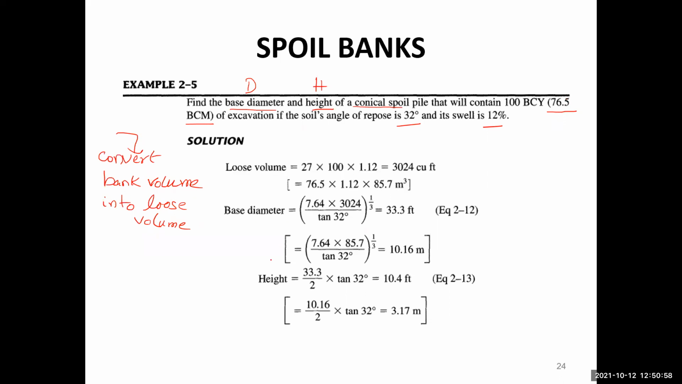So therefore, a volume excavated as 76.5 cubic meter will become 85.7 cubic meter, okay, by multiplying by the swell percentage. And then using the formulas for the cones, we can find that the base diameter of the cone will be 10.16 meter, and the height of the cone will be about 3.17 meter.